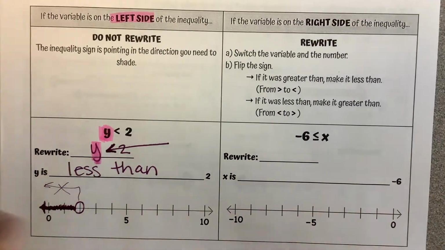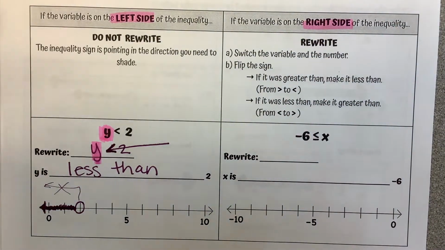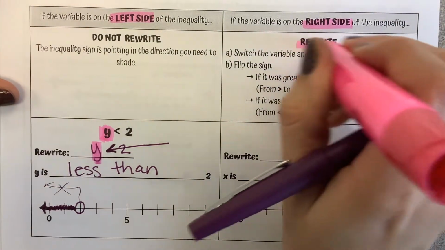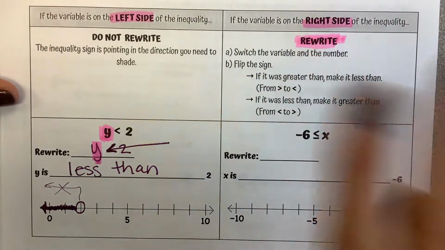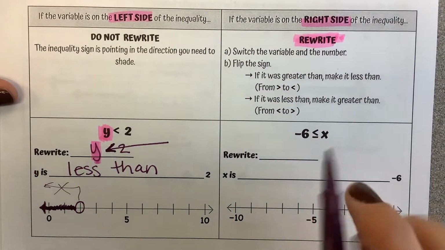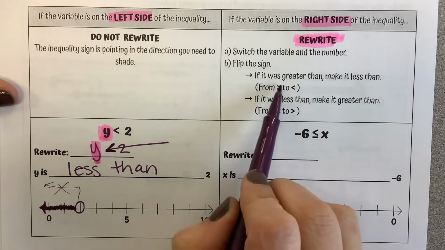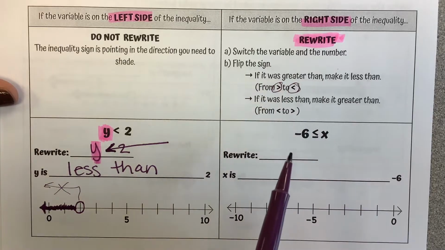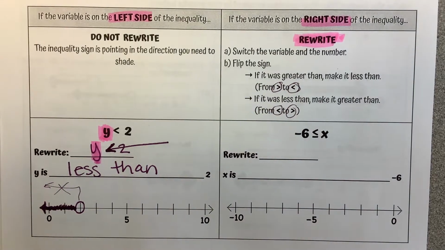Now let's look at the other scenario, when the variable is on the right side of the inequality. In that case, we do want to rewrite. What that means is I'm going to flip-flop the variable and the number, but if I flip the variable and the number, I also need to flip the sign. So if it was greater than, I'd flip it to less than. If it was less than, I'd flip it to greater than, and so on.